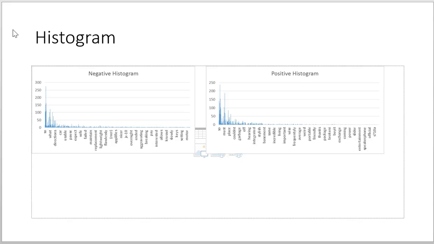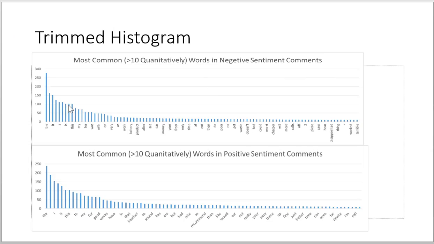This is the histogram for the complete bag of words for both negative and positive sentiment. And this is the histogram for the bag of words trimmed to just the 10 or more times being used. For both the trimmed and just the whole histogram, what we notice is that pronouns and words similar to that are used way more often, which is as expected. So, for instance, the and it and a.